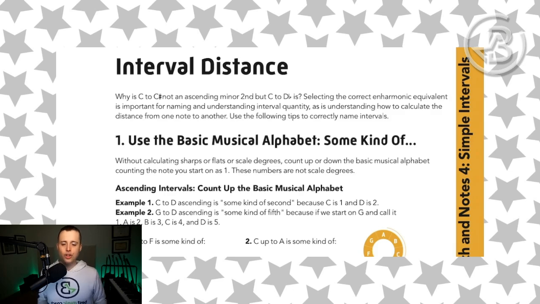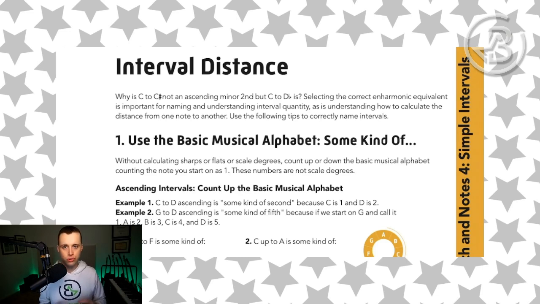In this lesson, you are going to learn about interval distance. Interval distance is super important because this is how we can tell the difference of which enharmonic equivalent to use. Remember those enharmonic equivalents, that's one pitch with two different note names. So one sound like this, we could call this an F sharp, or we could call this a G flat. Either would be a correct name for the same sound.